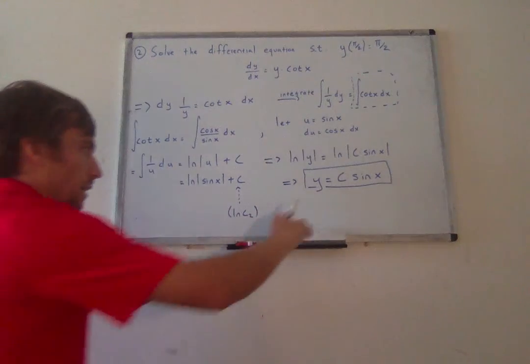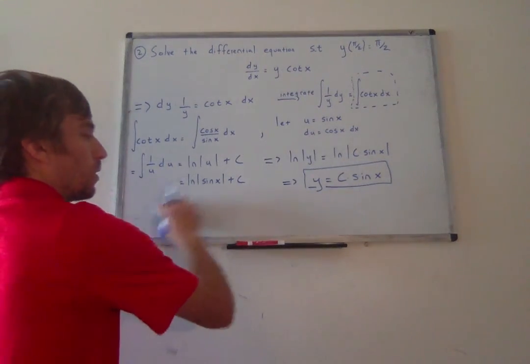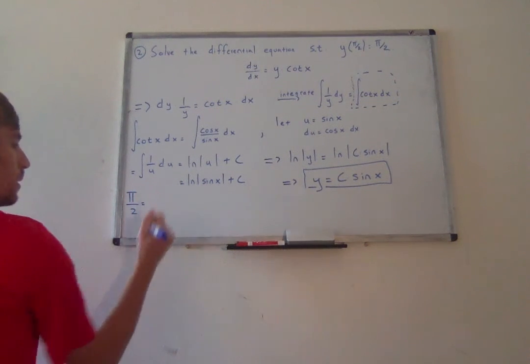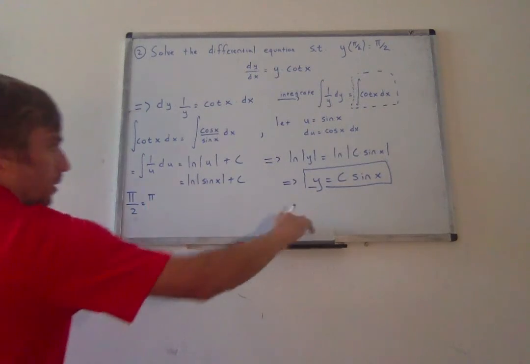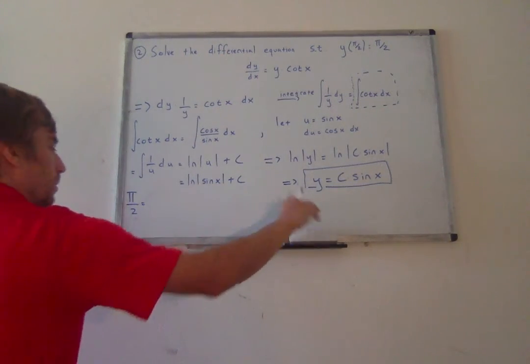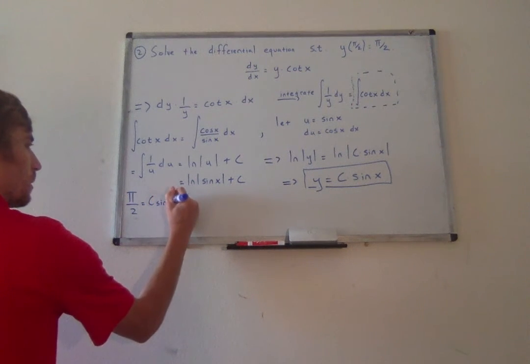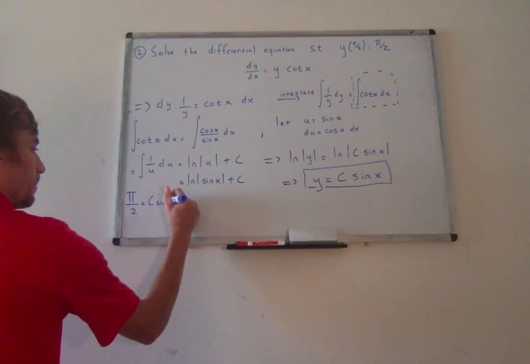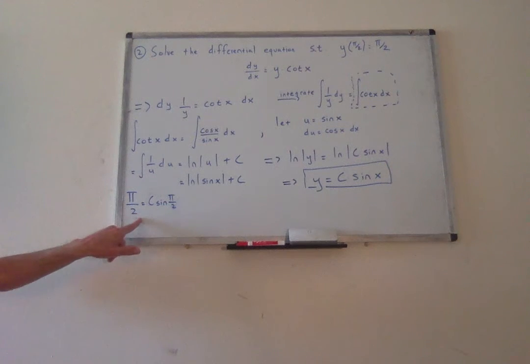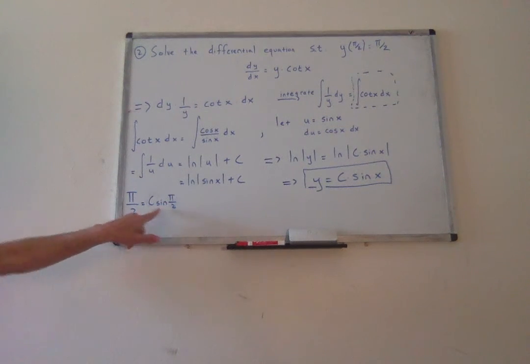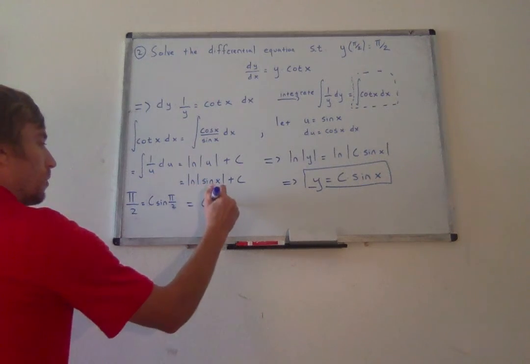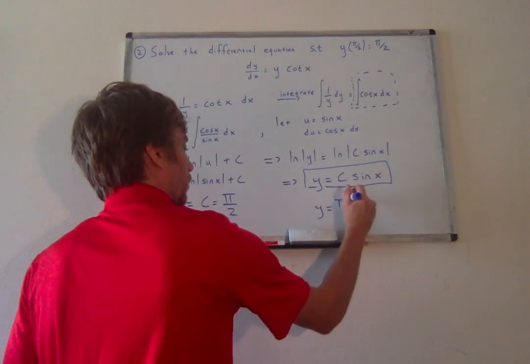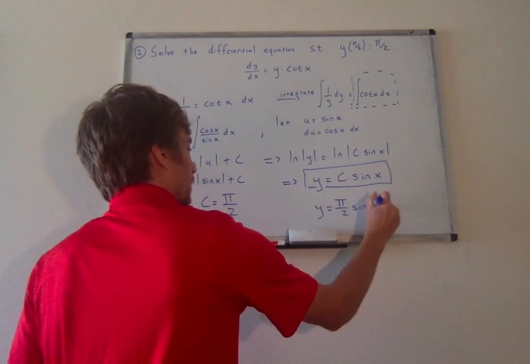But we're not quite done yet because we need to solve our initial condition. Remember, our initial condition tells us that y of pi over 2 is equal to pi over 2, or sorry, getting ahead of myself again, is equal to c times sine of pi over 2. So that's our initial condition. Sine of pi over 2 is equal to 1, and so this implies that c is also equal to pi over 2. And so the solution we would want is pi over 2 sine x.